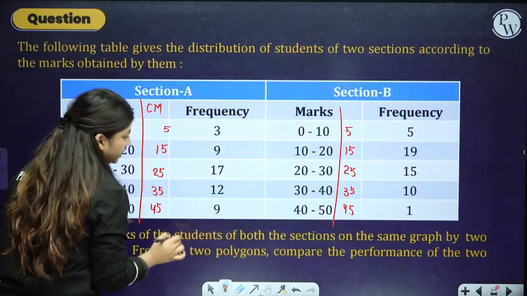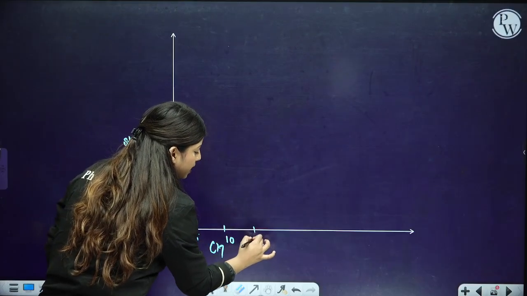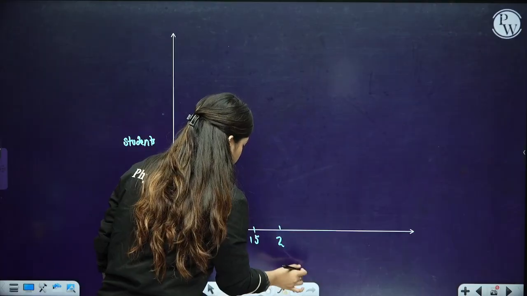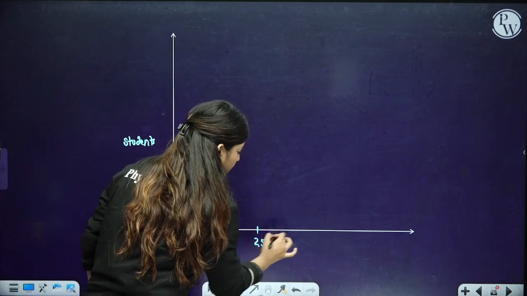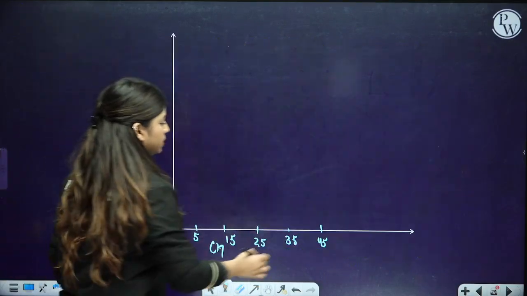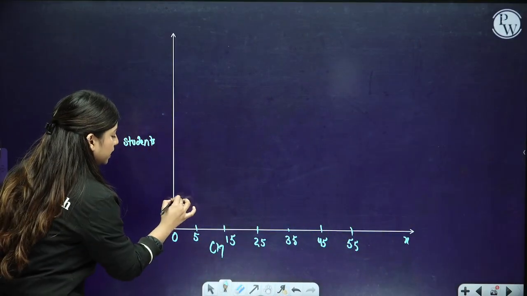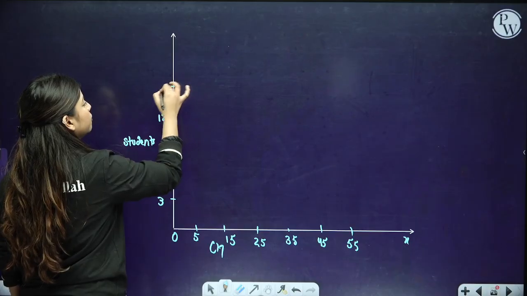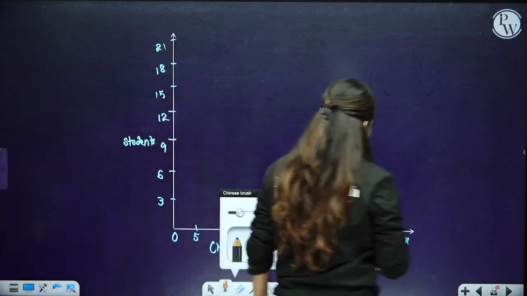Okay. So first of all, let's see 5, 10, 15. Okay, let's start from 0. So we have 5, we have 10, we have 15. We are plotting the class mark. We have 5, we have 15, we have 25, we have 35, we have 45, okay? 45 and 55 as well. Let's take extra. Now on y-axis, we are taking students in a gap of 3. So we have 3, 6, 9, 12, 15, 18 and we have 21.